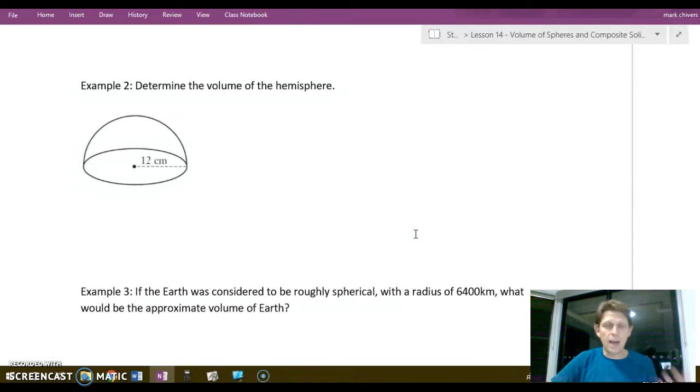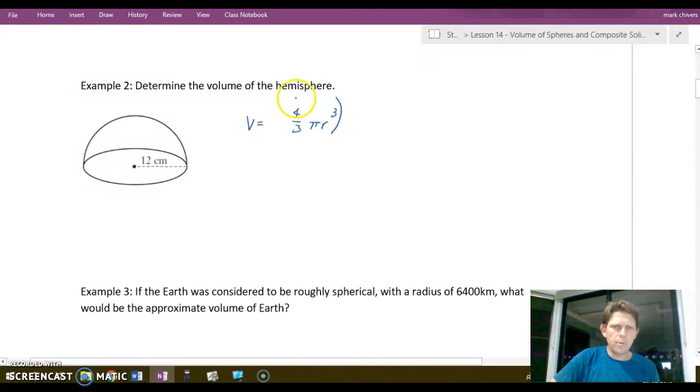So a hemisphere is half of a sphere. What we're going to need for this one is that formula, 4/3 of pi r cubed, but we need to understand that we need to take half of that. So I can just take half of the whole lot there. I don't technically need the brackets there, but it makes it a little bit easier to understand what I'm doing. So 4/3 times pi, and the radius here is given, it's not a diameter, so that's just going to be that 12 centimeters, and I've got to cube that.